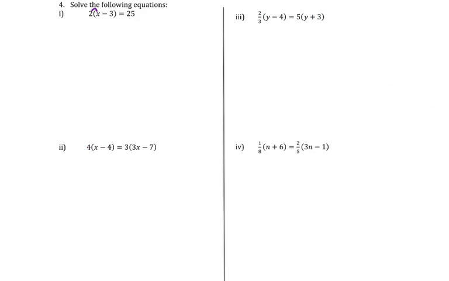Let's solve the following equations. So in this question, maybe the best approach is to expand the brackets. So we get 2x minus 6 equals 25.